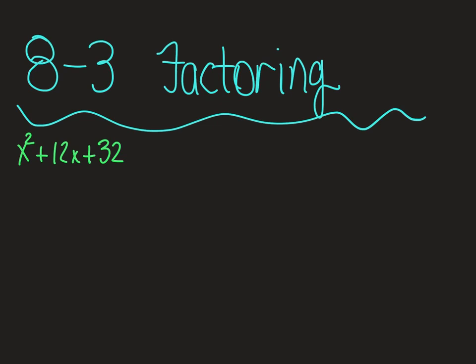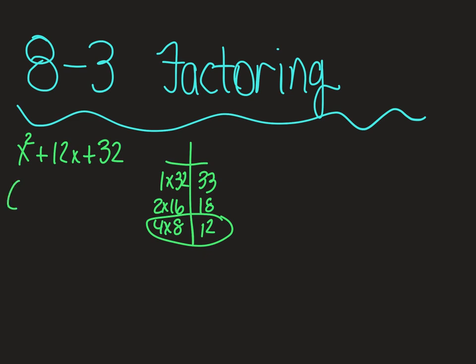Today's video is Chapter 8, Lesson 3. We are going to factor. So we're going to start off with the patterns that have a plus sign here and a plus sign here. So you're going to ask yourself what numbers multiply to make 32, but they also have to add to get 12. So our options are 1 times 32, 2 times 16, and 4 times 8. Now if we add, this makes 33, this makes 18, this makes 12. This is our option. So I have x plus 4 and I have x plus 8.